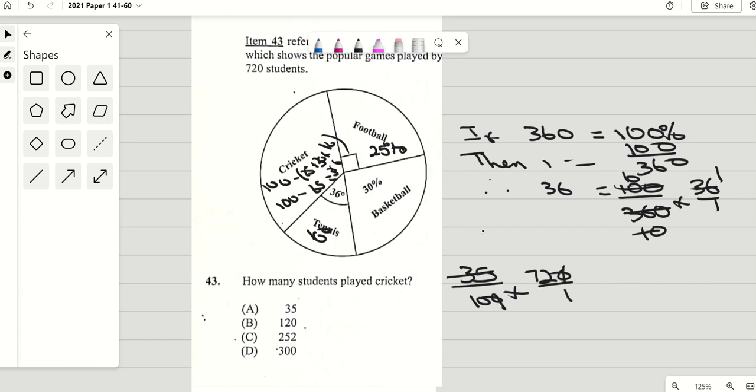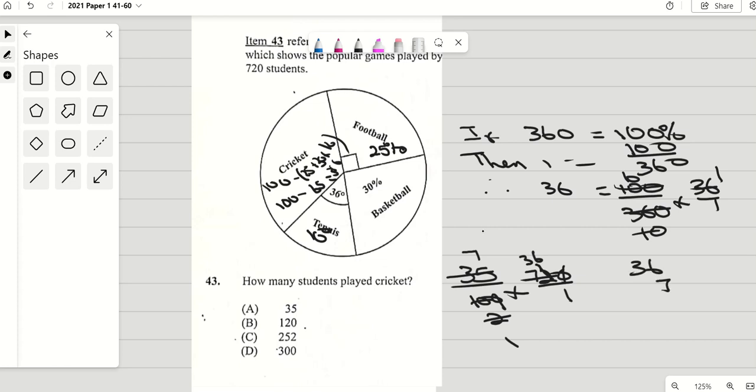5 going into 7, let me 5 go into 7. 5 goes into 35, 7 times. 5 goes into 10, 2 times. 2 into 2, 1. 2 into 7 is 3. Remainder 1. And 2 could go into 12, 6. So we have 36 by 7.